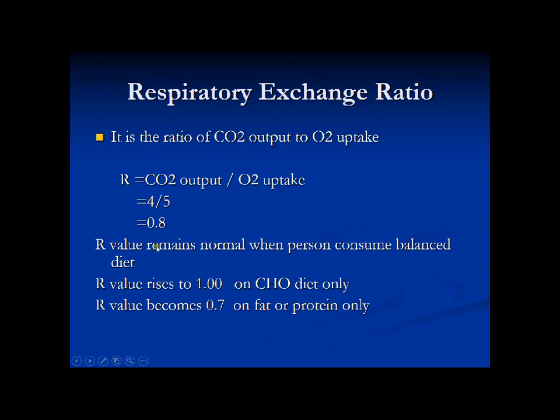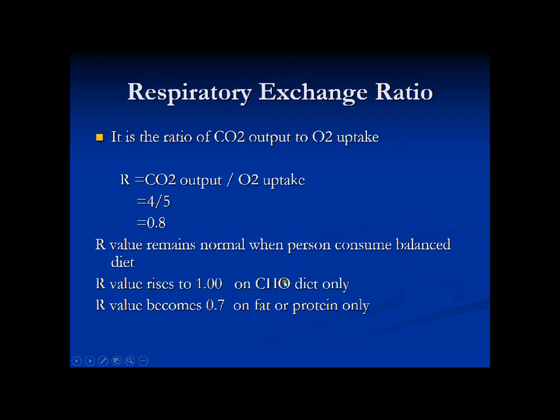Now this R value remains normal when a person consumes a balanced diet, meaning a good amount of carbohydrates, proteins and fat. If a person consumes only carbohydrate, the respiratory exchange ratio increases; it becomes 1. Or when a person is on only a fat or protein diet, the respiratory exchange ratio R value becomes lower than normal; it becomes 0.7.